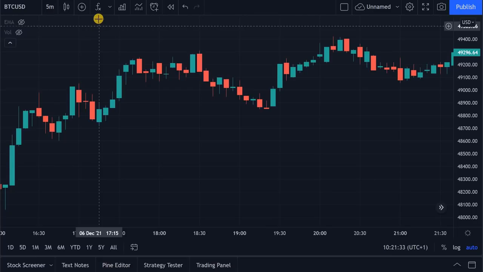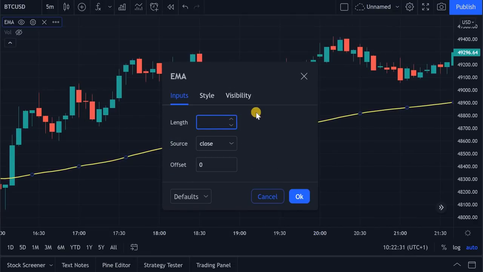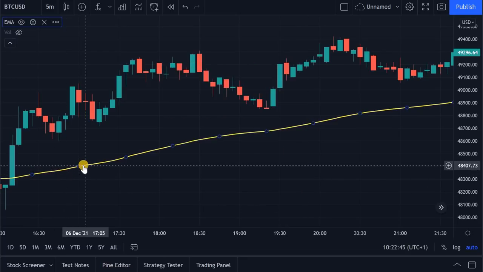So right now, I would go over to the indicators and strategy section and search for EMA. The first result right here is what I am going to click, and once you've selected this, the next step would be to go over to the settings and change the length. Right here, I would have to change the length of this exponential moving average to 100. Once you've done this, you can go ahead and click on OK.